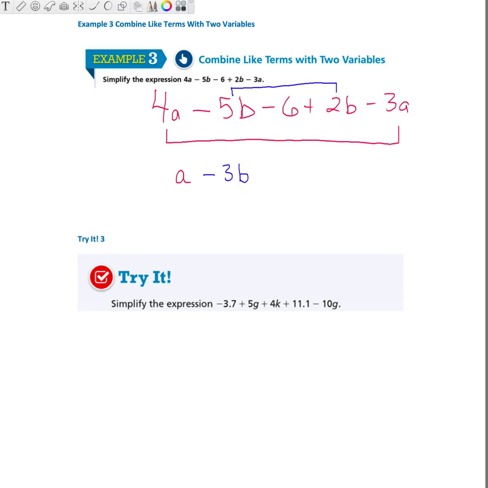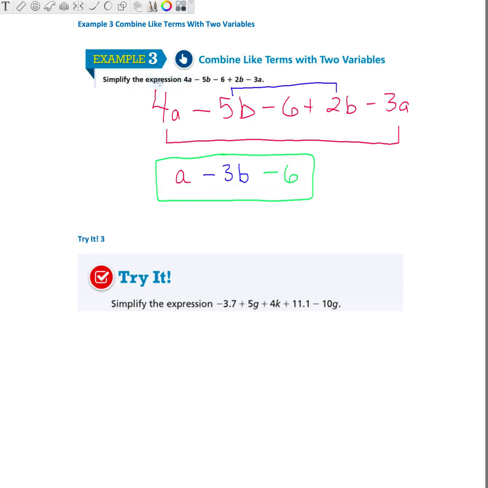And then, nicely enough, there's only one more term. It's this minus 6. There are no other terms that are just constants, so I just put the minus 6 there, and that's it. A minus 3b minus 6. I can't combine this any further because this has an a, this has a b, and this doesn't have any variable at all. They're all unlike terms.